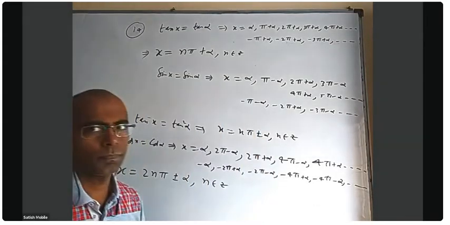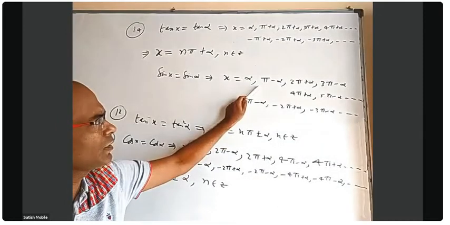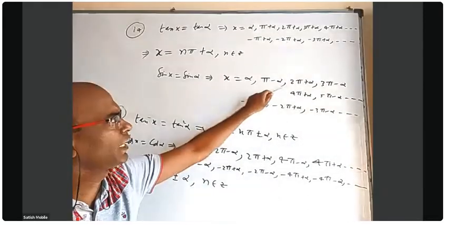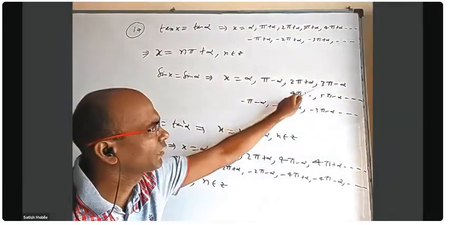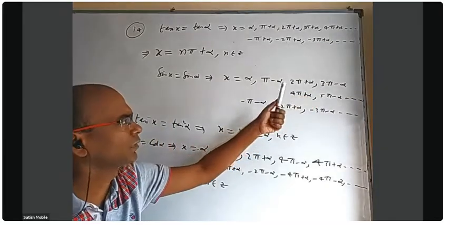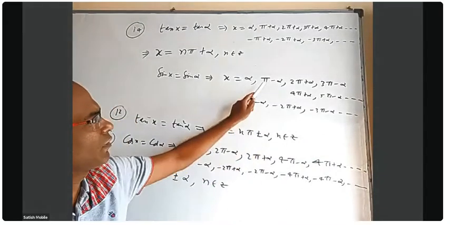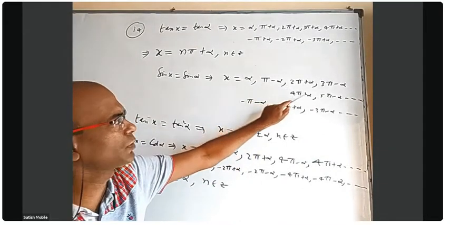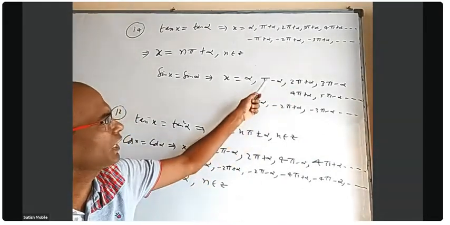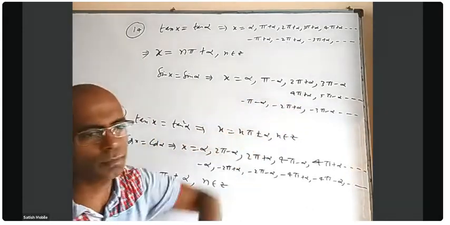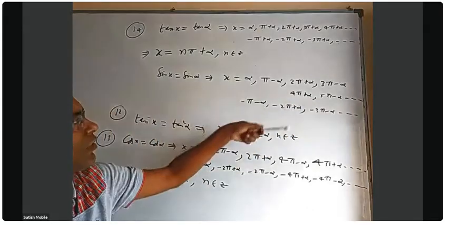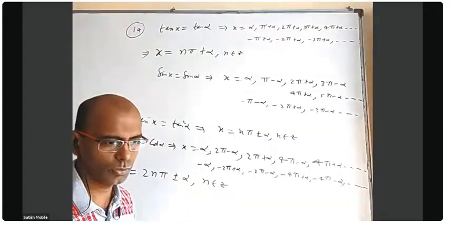Here you have to think, when I have pi minus alpha, when I have 2 pi plus alpha, when I have 3 pi minus alpha, when I have 4 pi plus alpha, when I have 5 pi minus alpha. So whenever I have an even multiple of pi, it should be plus alpha. Whenever I have an odd multiple of pi, I should have minus alpha. So taking care of all that, how to write the general solution, think about it.